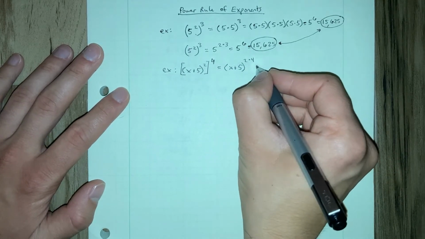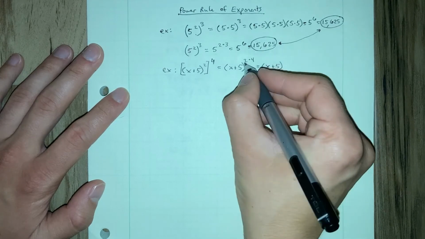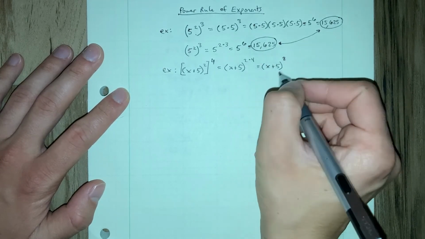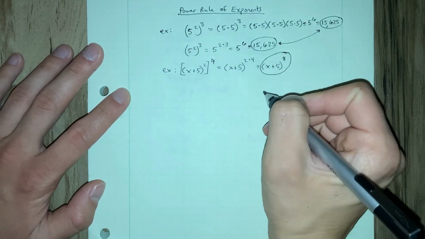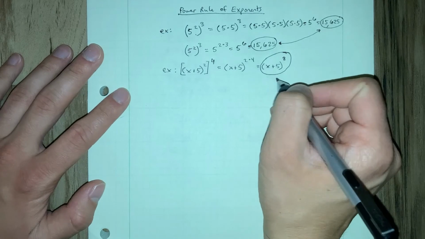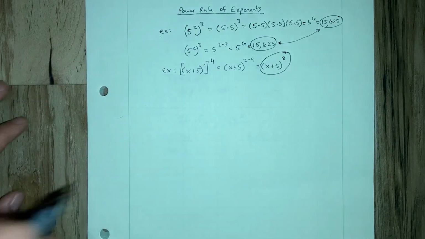Okay, and we can simplify that again. X plus 5, and 2 times 4 is 8. So we have x plus 5 to the 8th. And that is our answer. Since we don't know x, we can't go any further. So that is the power rule of exponents.